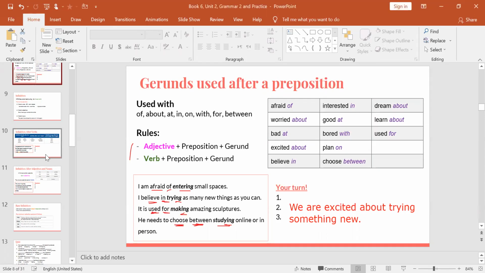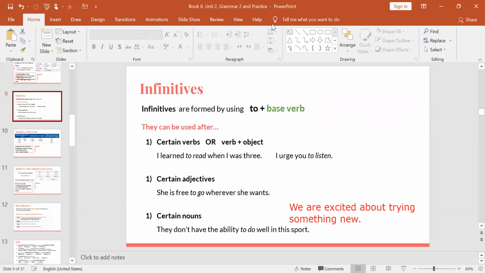Great. Let's go into the next. So infinitives. Now that we've finished with the gerunds, we're going to be moving over to the infinitives. And as we discussed earlier, the infinitives are formed by using to plus the base verb. And they can be used after certain verbs or verb plus object. So I learned to read when I was 3. I urge you to listen. Okay, so that's one way it comes up.